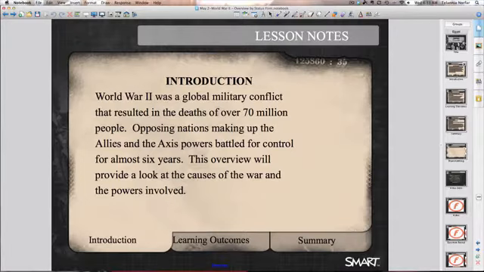They want to let us know that as an introduction, World War II was a global military conflict that resulted in the deaths of over 70 million people. Opposing nations making up the Allies and the Axis powers battled for control for almost 6 years. This overview will provide a look at the causes of the war and the powers involved, which is a huge part of U.S. history.